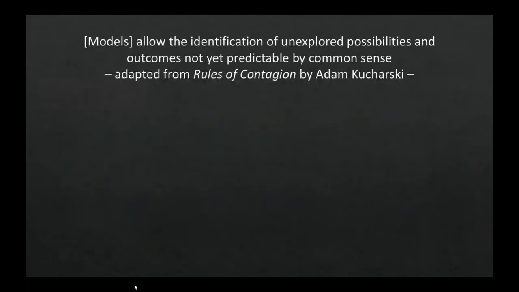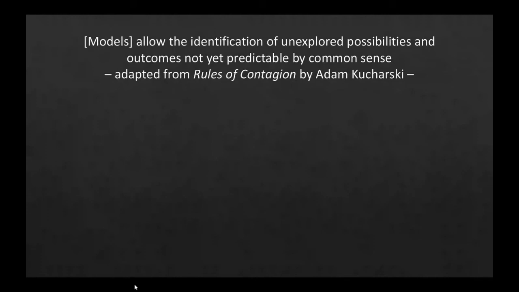What I've tried to do at the undergraduate level is to emphasize that these models or this type of data are a way for us to explore unexplored possibilities. In his book, Rules of Contagion, Adam Kucharski talks about how models allow the identification of unexplored possibilities that we may not yet have predicted, that may not be predictable by common sense. It's not a direct quote, but he talks about this idea that models and these large data sets allow us to identify what is possible.